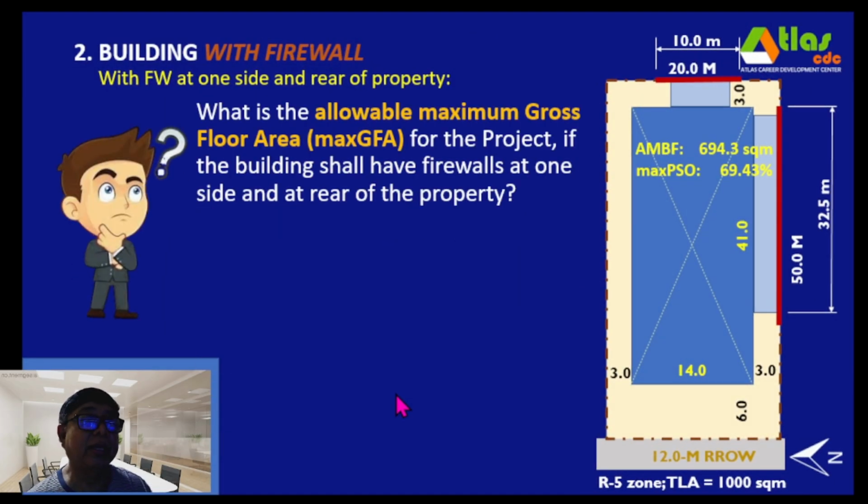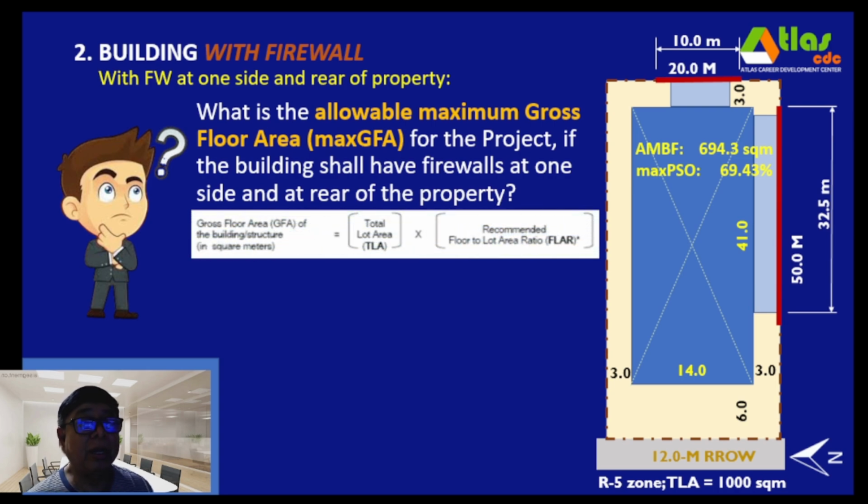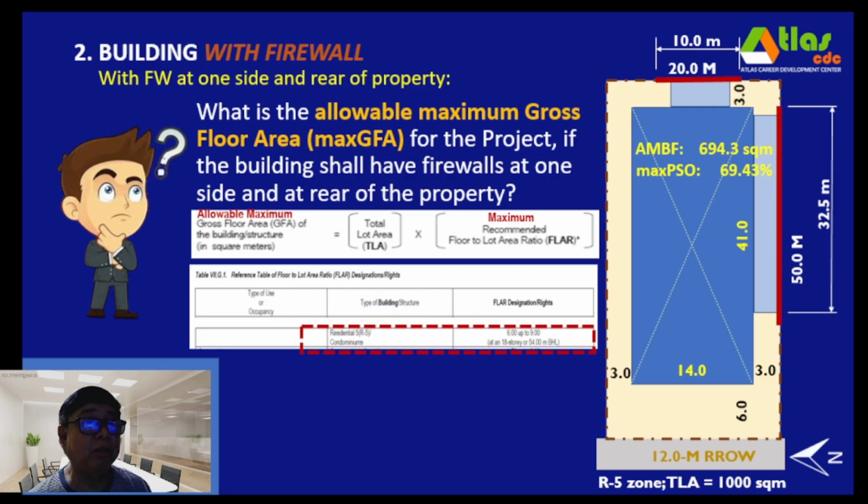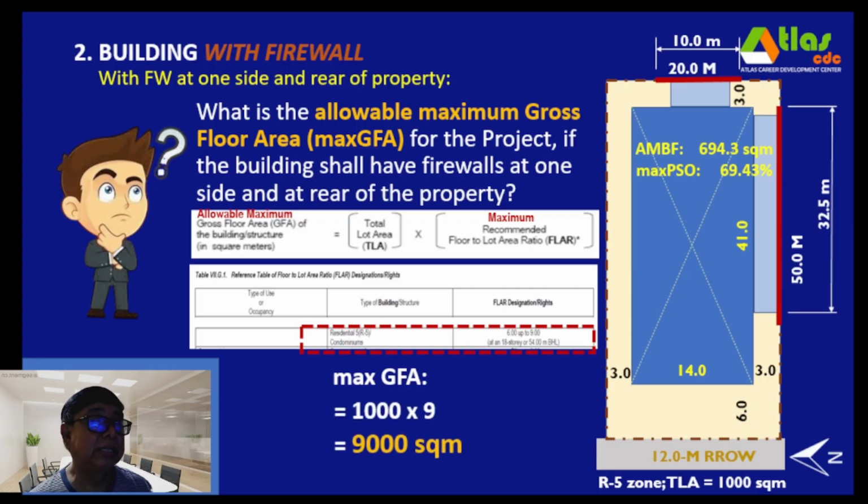So, let us look at the allowable maximum gross floor area. If the building shall have firewalls at one side and at the rear of the property, mababago ba? Ang ating formula is ganun pa rin as kanina. Our maximum GFA will be our TLA times the maximum recommended FLR. At ganun pa rin, ang ating FLR designated maximum is still 9. So which means our maximum GFA will also be the same, 9,000 square meters.